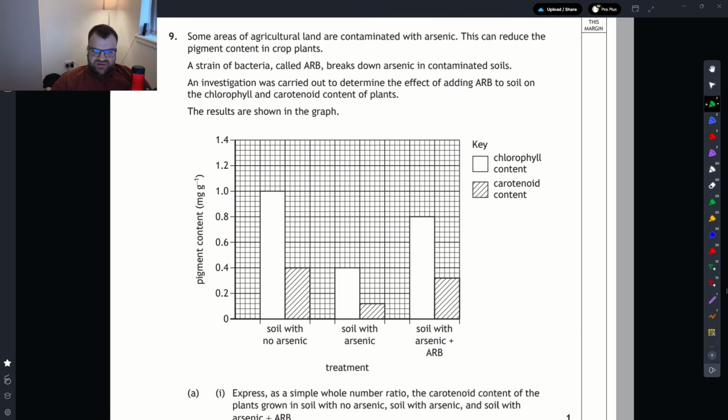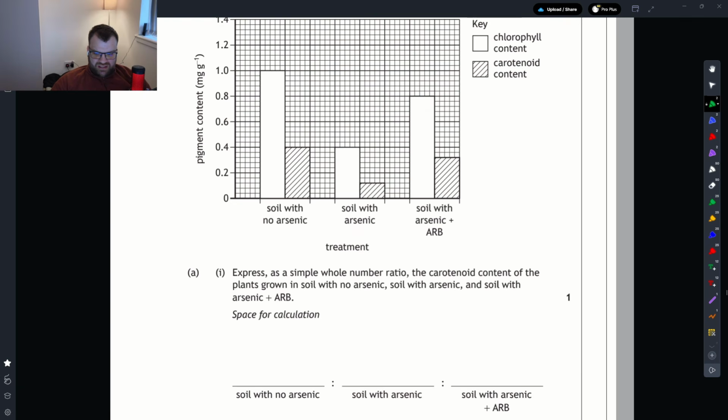We have got contaminated soils, bacteria. Okay, simple whole number ratio, carotenoid content, plants in each of them. Okay, so let's make sure we're using the right one. Carotenoid is the slashed one, so I don't care about that for the moment. Arsenic, there's only one axis, so it is these numbers here. And I make sure I'm putting them in the right order here. So 0.4, 0. Okay. This one's a wee bit tricky.